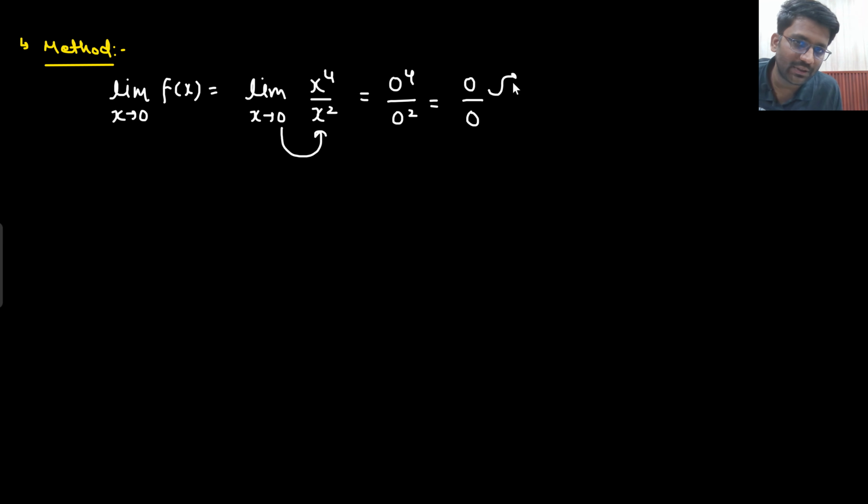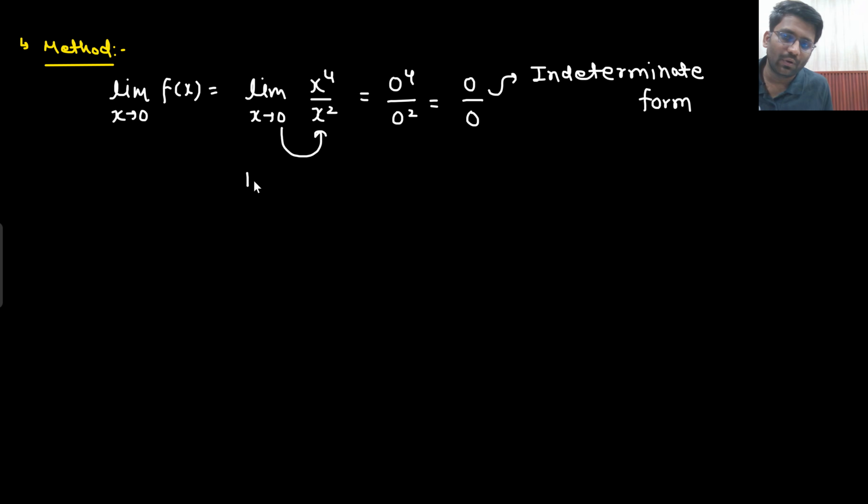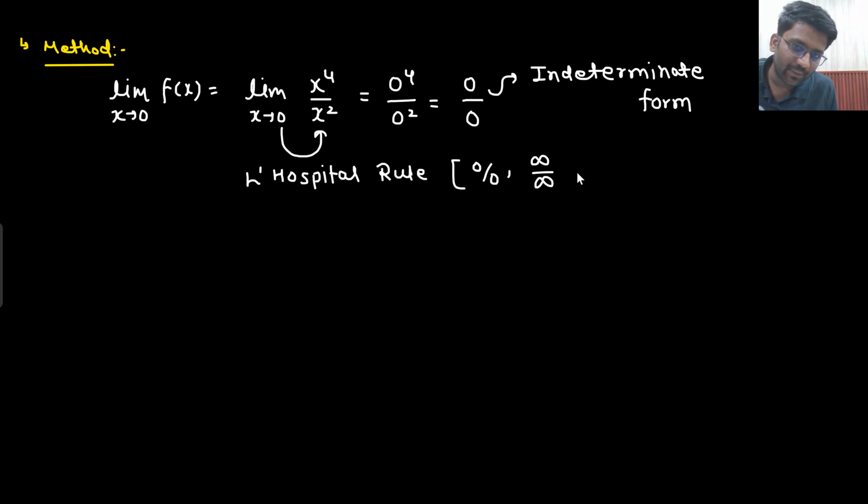If you are getting 0 by 0, which indeterminate form are you getting? 0 by 0 indeterminate form. Only for 0 by 0 I am saying. If you are getting 0 by 0 indeterminate form, then what can you do? There is a rule called L'Hopital's rule. This rule you can apply. This rule could be applied only for two kinds of forms, 0 by 0 and infinity by infinity. So if you get infinity by infinity form or 0 by 0 form, then you can apply this particular rule.